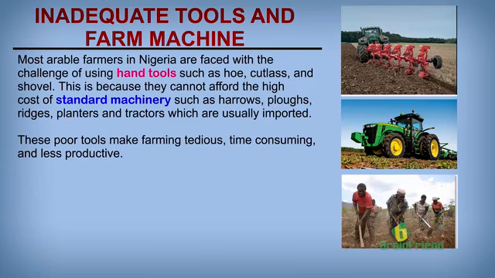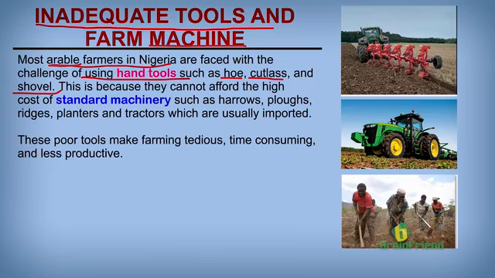The next problem is the problem of inadequate tools and farm machines. Tools and farm machines are very important in agricultural practice. Most arable farmers in Nigeria face the challenge of using hand tools. Now, I have to state that these hand tools include tools such as hoe, cutlass, and shovel. Some of them are restricted to the use of these tools because they cannot afford the high cost of sophisticated equipment. So they are limited to using such tools.